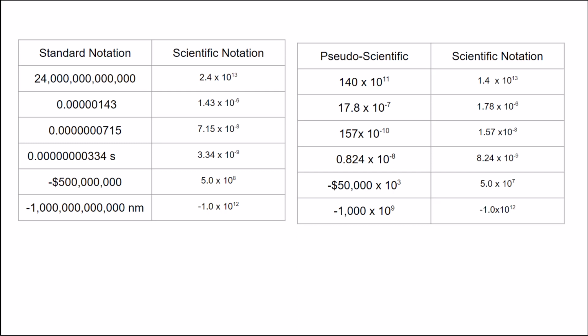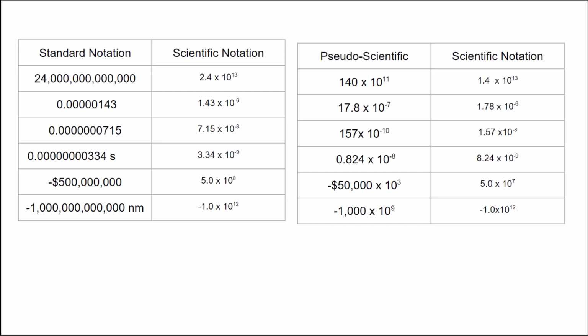Next, you have a large number, 500 million, but it's negative. But that's okay, we just keep the negative here and count the number of zeros we have. In this case, 8. So we would write negative 5.0 times 10 to the 8th. And then again, you have a very large number, but it's negative. In this case, you have 1 trillion. So you have a 1 followed by 12 zeros. So in scientific notation, you would write this as negative 1.0 times 10 to the 12th.